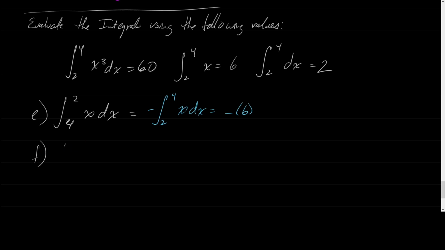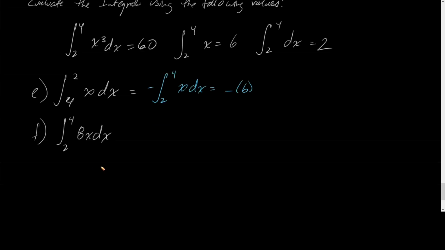Let's say that we had the integral from 2 to 4 of 8x dx, right? And, well, what can we do here? Well, this can be rewritten with this constant here. I could put it on the outside, so I have 8 times the integral from 2 to 4 of x dx, and x dx was just 6, so we have here 8 times 6, so that's 48, right?